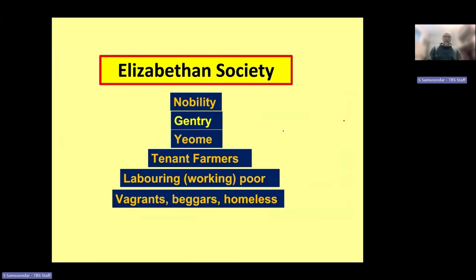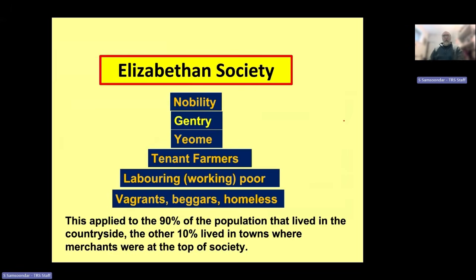Something to bear in mind here is that this essentially applies for 90% of the population that lived in England. The other 10% lived in towns, and at the top of society in towns are merchants, essentially. So people who bought and sold things, they are the people at the top of society in towns.